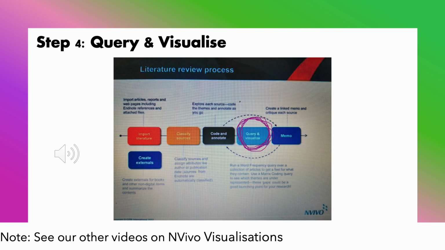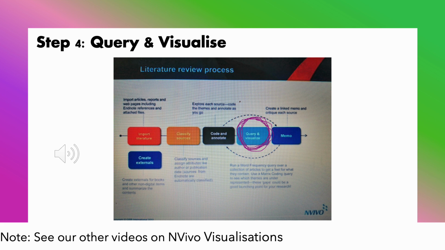So step number 4 is query and visualize. Although we do not have autocoding and framework matrices, or auto summarizing, in NVivo Mac we can run all kinds of queries, including text query, word frequency query, matrix query, cross-tab query, and all other functions which are there.